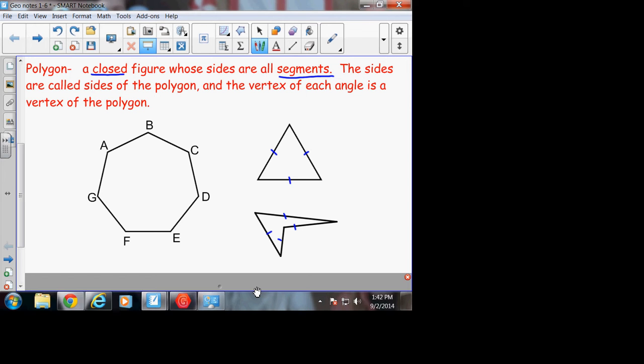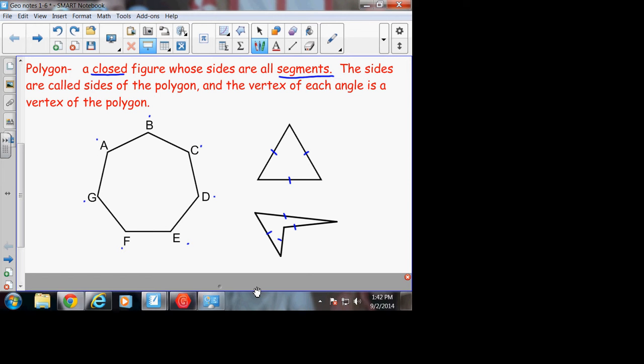The reason this one has letters on it is because I'm going to show you how to name your polygons, okay? You start with the lowest letter in the alphabet, and then you go alphabetically. So in this case, this is polygon A, B, C, D, E, F. You have to start at a certain point or anywhere on the shape.